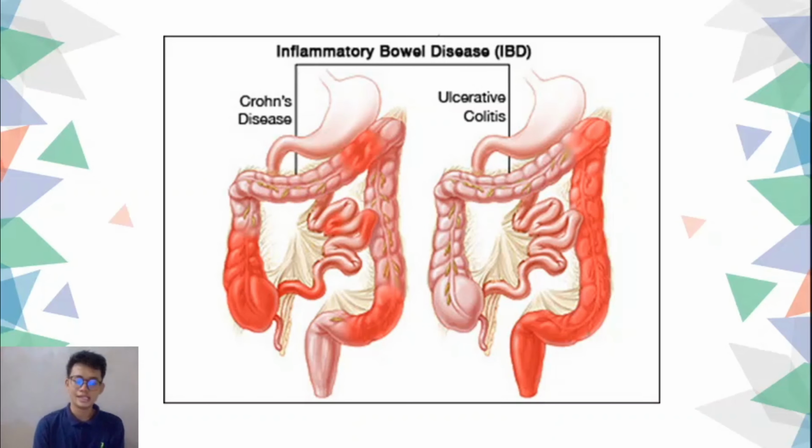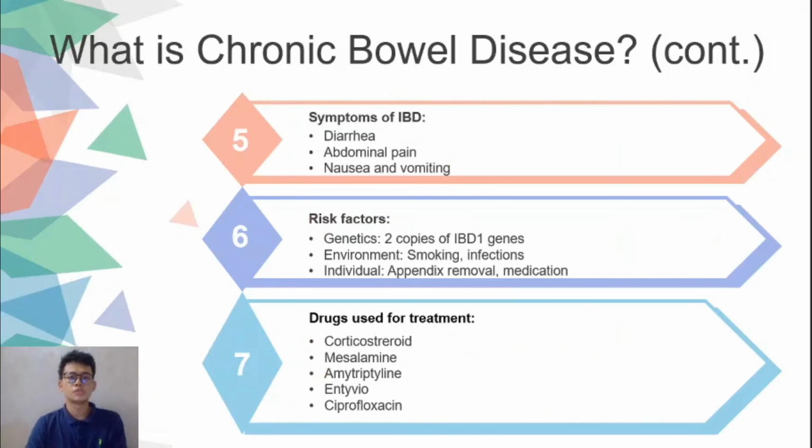Ulcerative colitis in terms of site of infection, and the symptoms of IBD include diarrhea, abdominal pain, nausea, and vomiting. The risk factors include genetic factors in terms of the presence of two copies of IBD1 genes. The second one is environmental factors in terms of smoking and infection, and the third one is individual factors in terms of the history of appendix removal and medication.